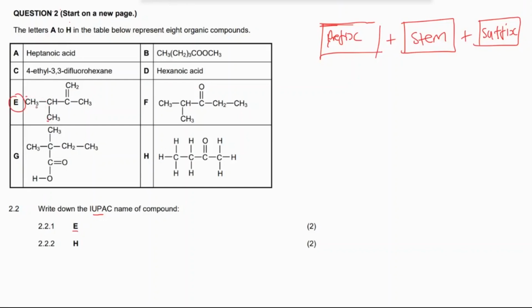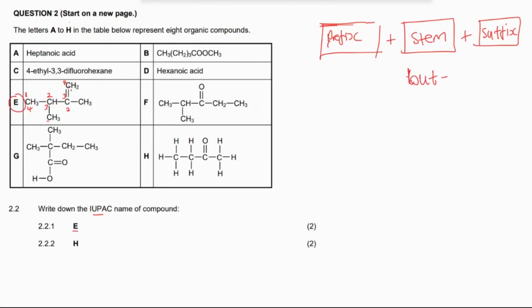Let's number the carbon atoms. 1, 2, 3, 4. And then we number them backwards again. And then we have 1, 2, 3, 4. So we have 4 carbon atoms. So we have but, okay, and then the suffix.